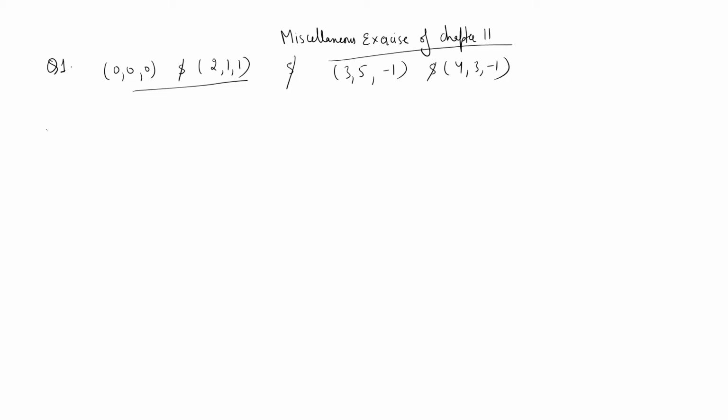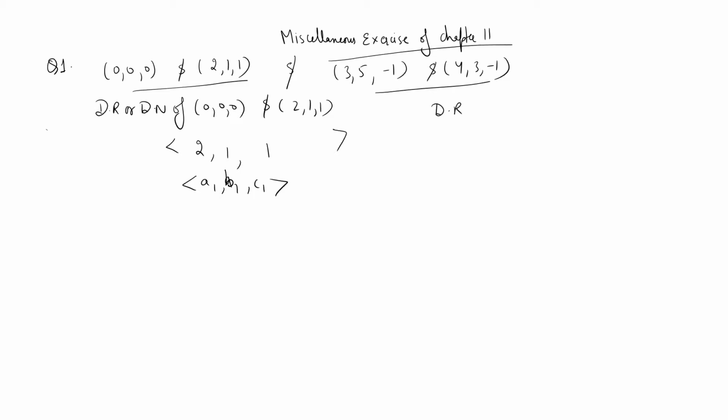So let us see direction ratios, or we can call them direction numbers also, of this line through (0, 0, 0) and (2, 1, 1). They will be x2 minus x1, y2 minus y1 and z2 minus z1, which is 2, 1, 1, and we call them a1, b1 and c1. The direction ratios of the line joining (3, 5, -1) and (4, 3, -1) we take as 4 minus 3 is 1, 3 minus 5 is -2, and -1 plus 1 is 0. So we take it as a2, b2, c2.